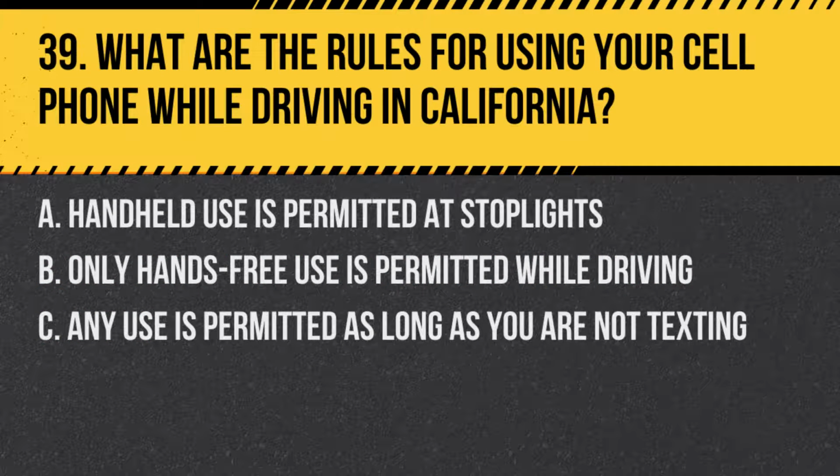Question 39. What are the rules for using your cell phone while driving in California? A. Handheld use is permitted at stoplights. B. Only hands-free use is permitted while driving. C. Any use is permitted as long as you are not texting.